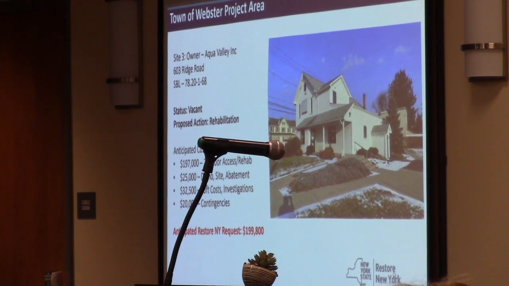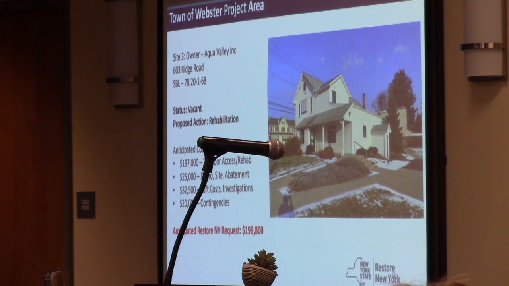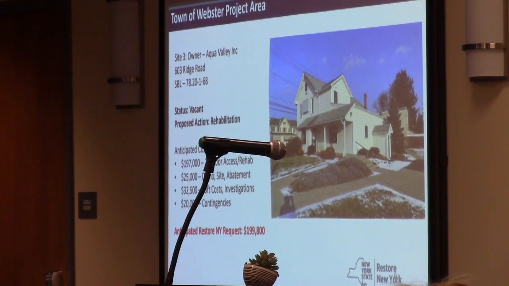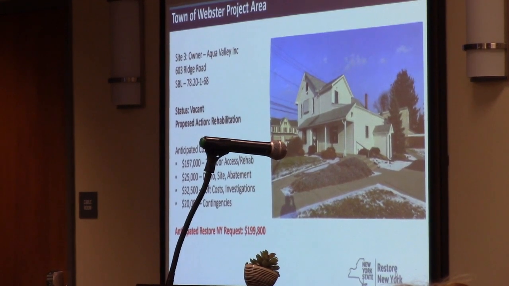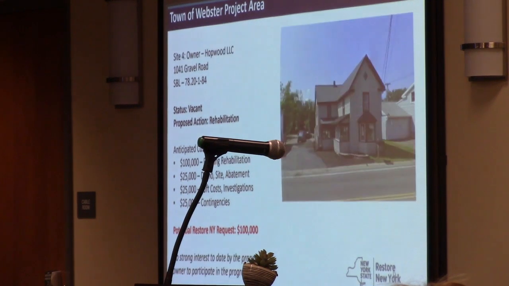So the goal of this project is to provide a second primary ingress stairway up to the second floor, such that the floor can be finished and then rented out as part of future use of the building, most likely office. It's basically a $200,000 request for that project.